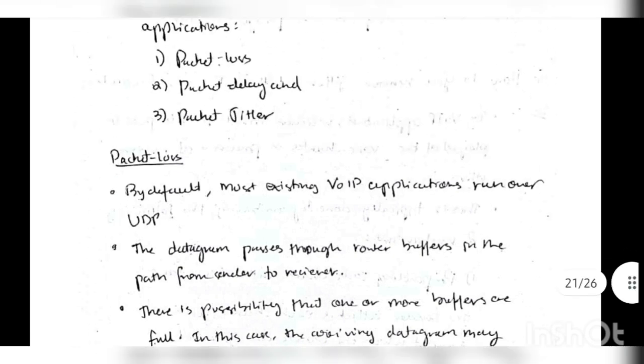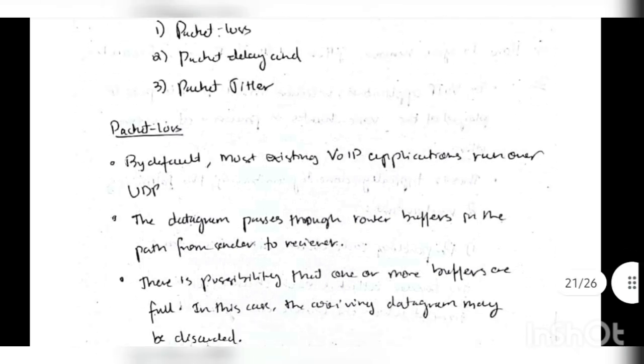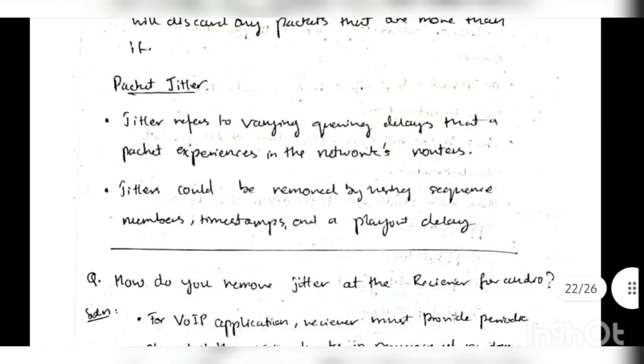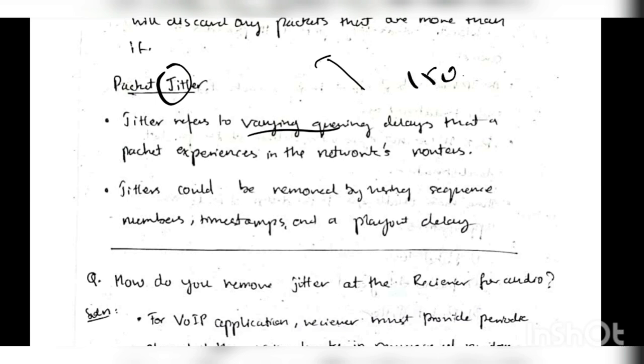The second is packet delay. Packet delay can happen due to the following reasons: transmission, processing, queuing, and propagation delays, and the processing delays in the end systems. Okay, so due to this packet delay can happen, and jitter is nothing but varying delays. Packet delay is just the delay, and jitter means varying delays. That means sometimes a 150 ms delay, and after that 400 ms delay. That is packet jitter.